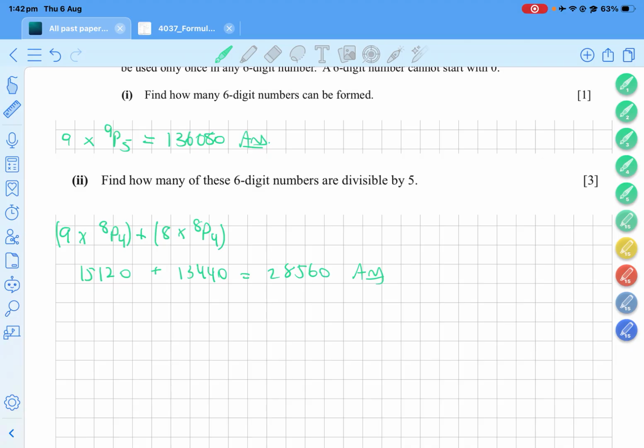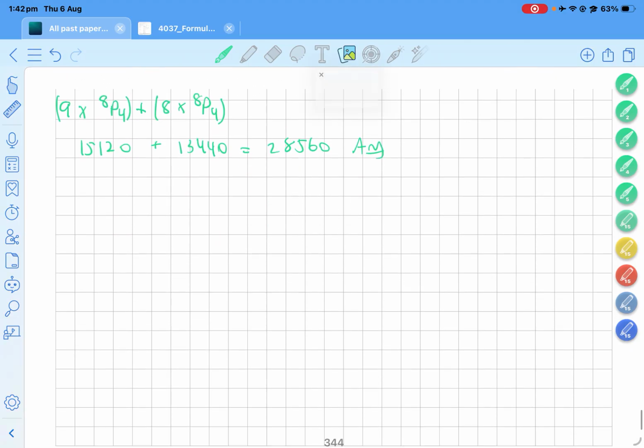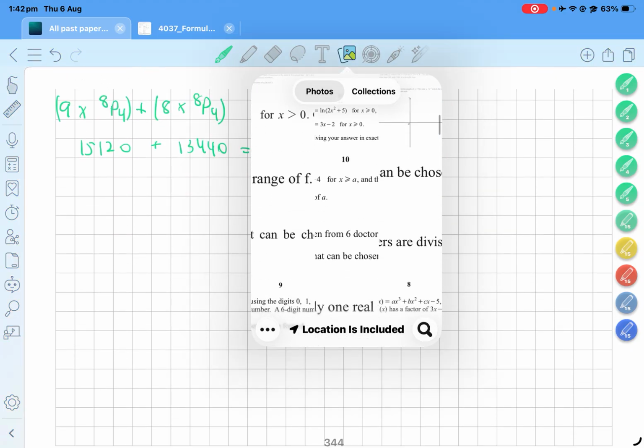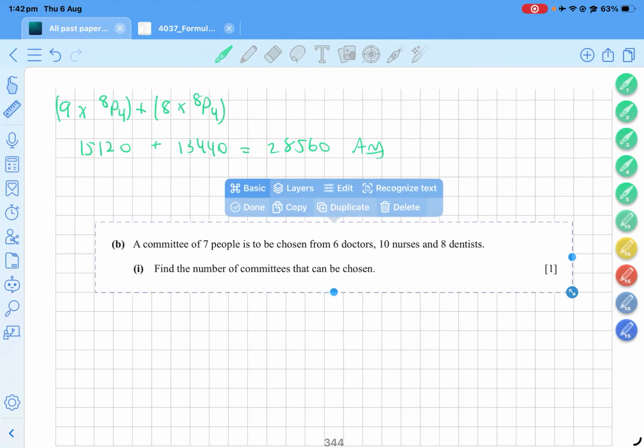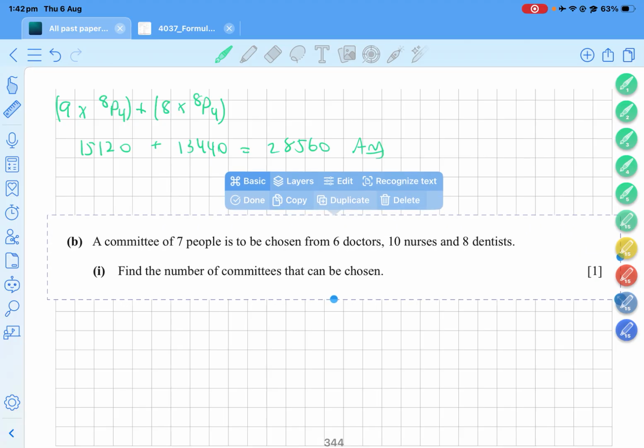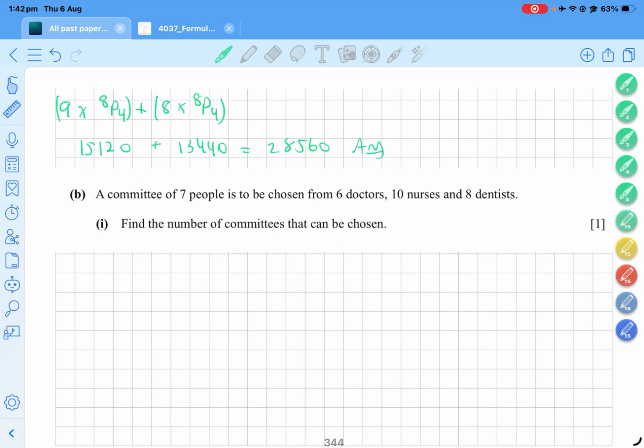Okay, then I'm moving on to part B. A committee of 7 people is to be chosen. Find the number of committees. So 6 and 8, 6 plus 8 is 14, 14 and 10 is 24. So it's 24C7, which is 346104.